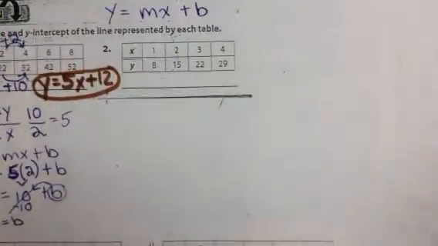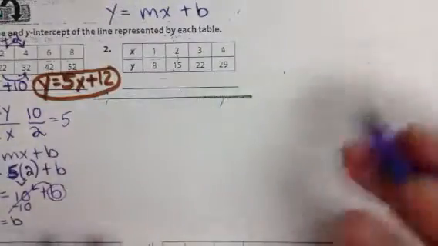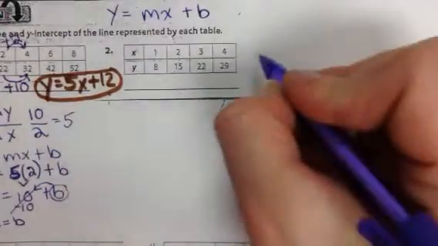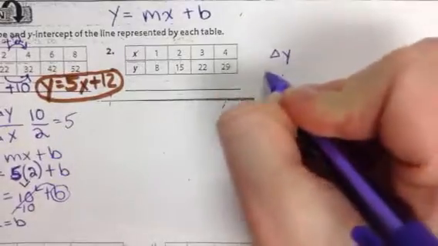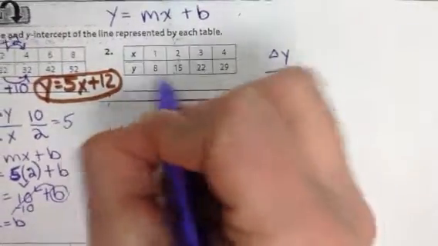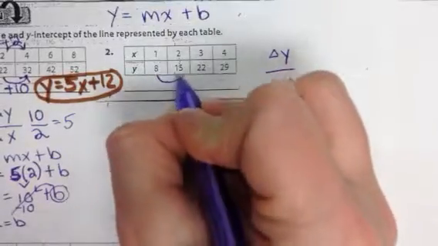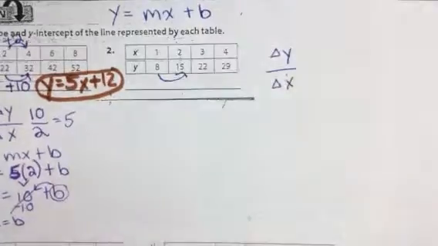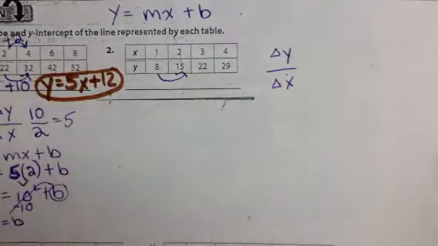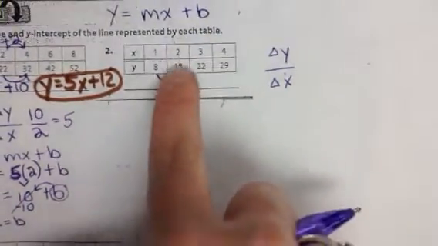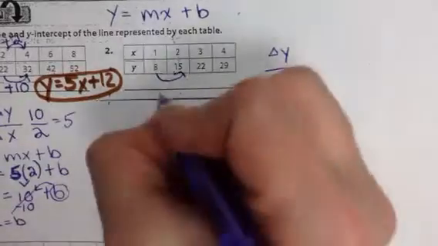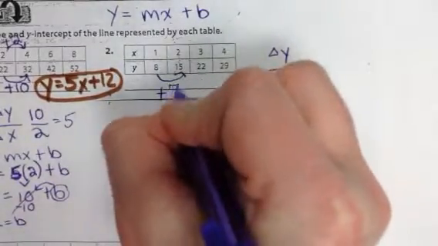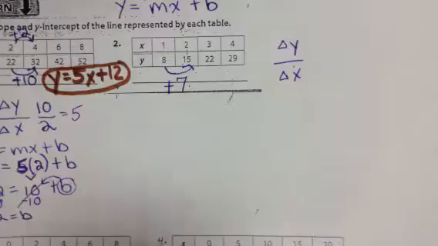Okay, for the next table, I want to get the slope and the y-intercept. To find the slope of a table, I'm going to do the change in y over the change in x. So I'm going to focus on the bottom part first. I ask myself, how did they get from an 8 to a 15? If you don't know how much they added, you just subtract. So 15 minus 8 would tell me that they increased by 7.